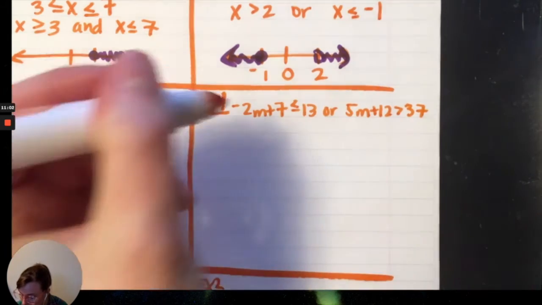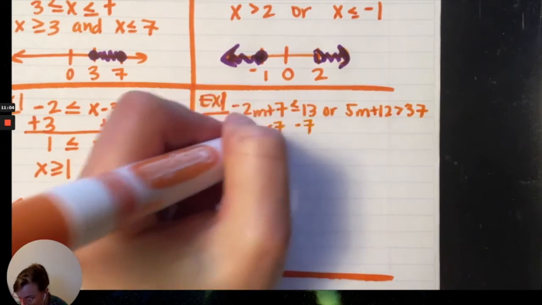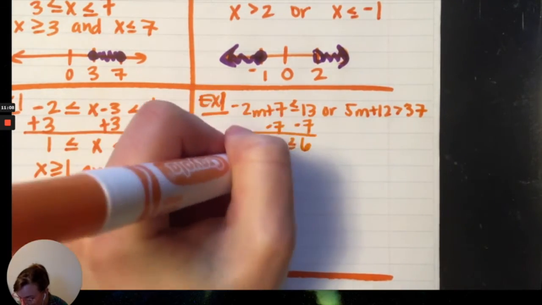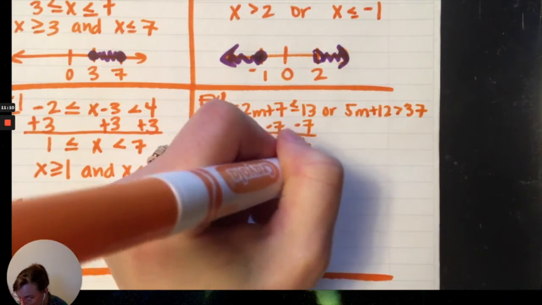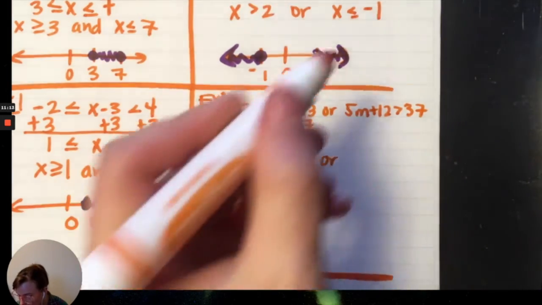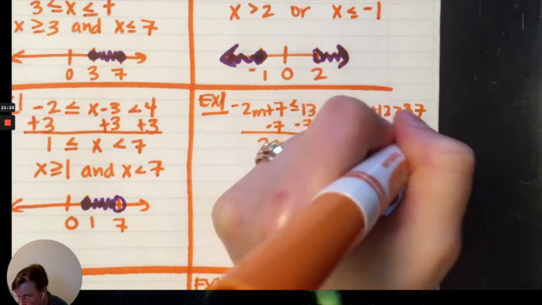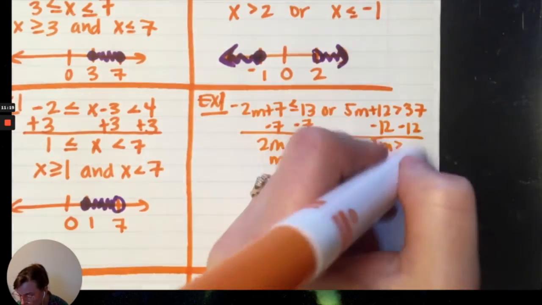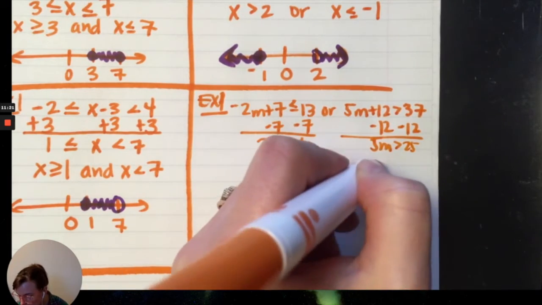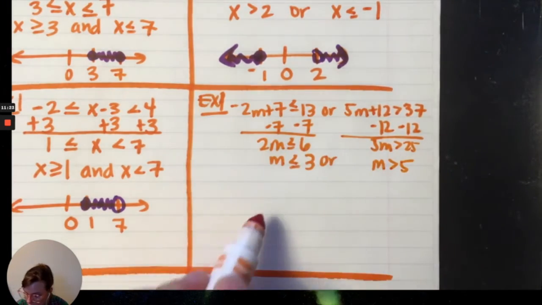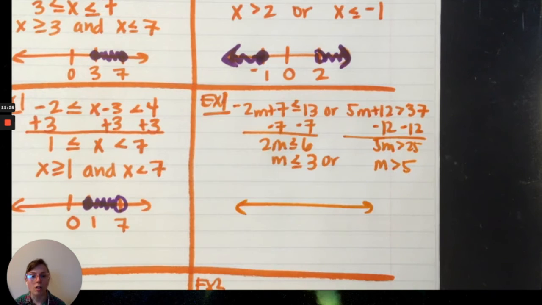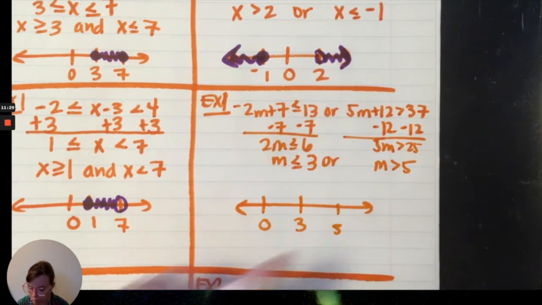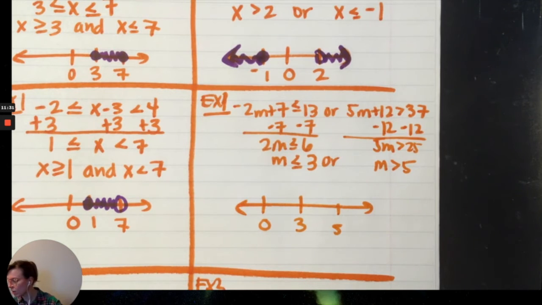So I'm going to subtract 7 on both sides. 2m less than or equal to 6, so m is less than or equal to 3. Bring down the or, subtract 12, 5m greater than 25, divide by 5, so m is greater than 5. All right, I care about positive numbers only in this case, so I'm going to move that 0 over.